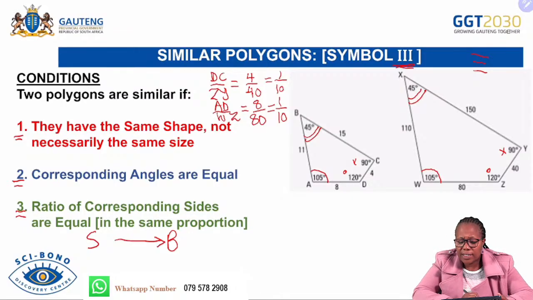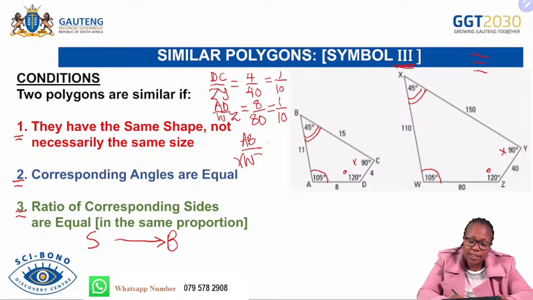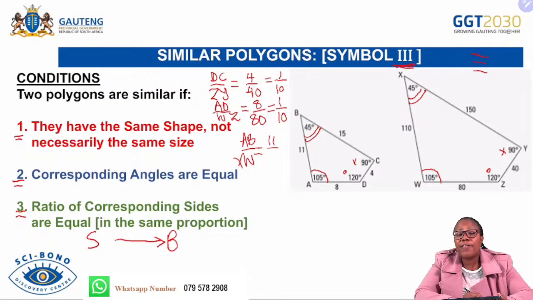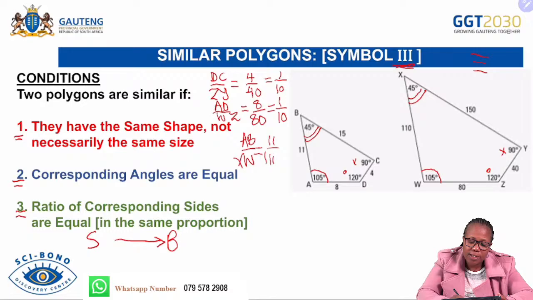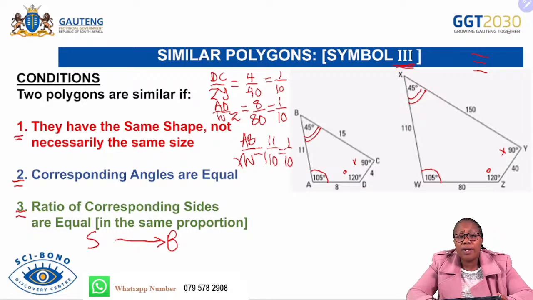Let's take the third side now. We are going to AB, which corresponds with XW on the bigger quadrilateral. How much is AB? That is 11 over XW, which is 110. And this is also giving you the ratio 1/10.